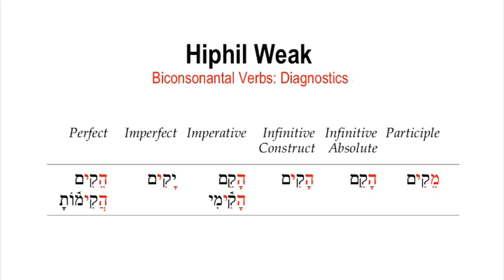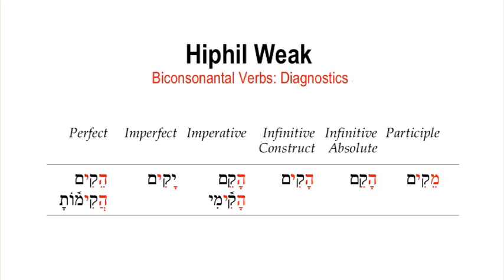In the perfect, the strong verb prefix is hey with hireq, the short i. In the biconsonantal weak verb class, it's shifted from hireq to tsere or to hatef patah. So you've got to memorize the fact that with biconsonantal verbs, the prefix vowel in the Hiphil has changed from hireq to either tsere or hatef patah.